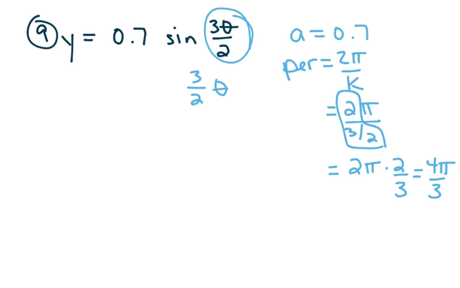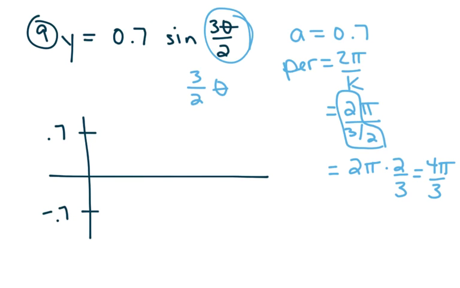Remember, if you're going to simplify your fractions using your calculator, don't put pi in your calculator. Just do 2 divided by 3/2, math, enter, and then put pi on the final answer. Okay, quick graph. We're going to call that 0.7. We're going to call that negative 0.7. We're going to start at 0, and we're going to end at 4 pi over 3.